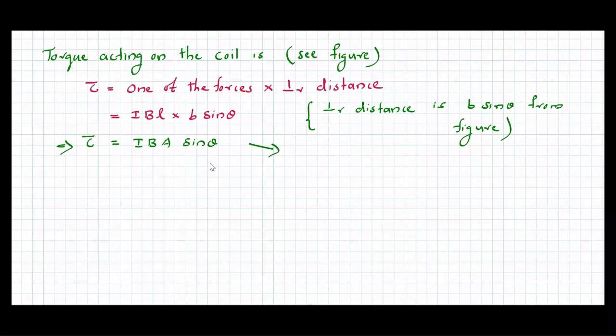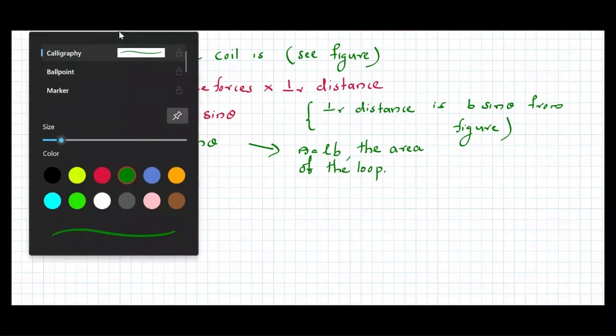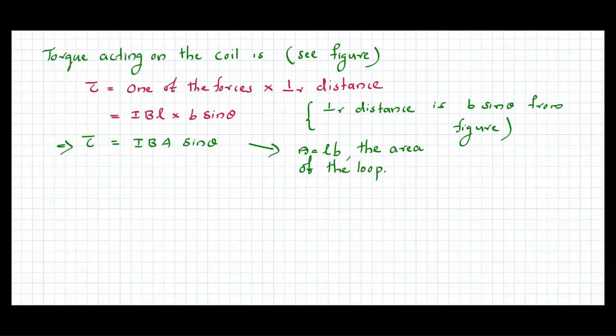If L is the length of the coil and B is the breadth of the coil, then L into B, that is length into breadth, is nothing but the area of the coil. So the torque becomes I A B sine theta, where A is the area of the coil or area of the loop.